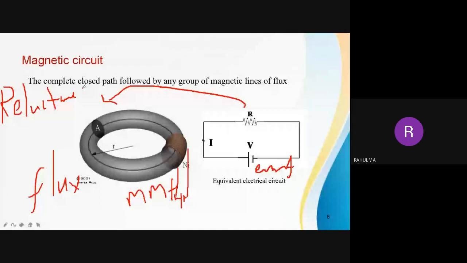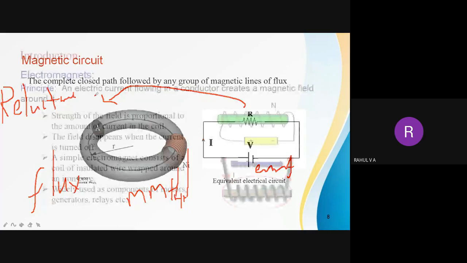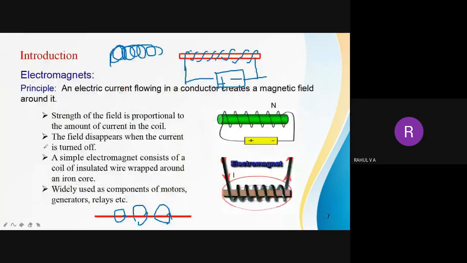So how is an electromagnet created? We take an iron core or ferrite core, and on that we wind an insulated conductor. When we give current to it, flux lines will flow and a magnetic field will be created. So I will explain one place where we use this electromagnet.